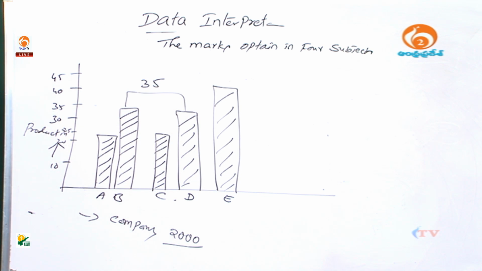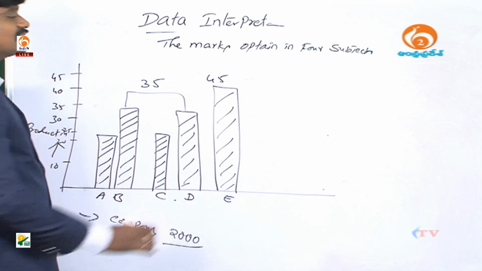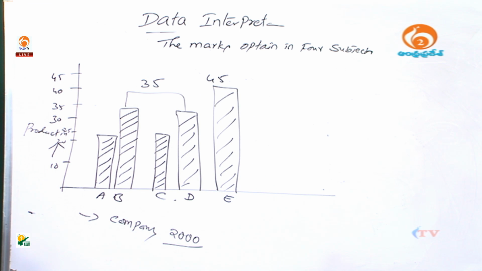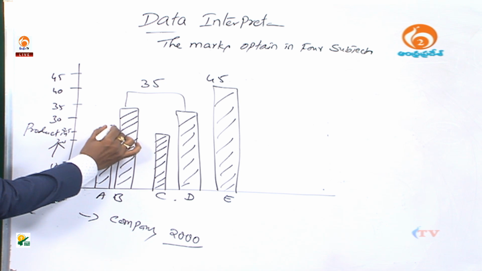Next, which company's production is higher compared with all the remaining companies? Company E's production is higher than all the companies, and that production value is 45. And next, which company's production is the least value in the given table? Company A's production is the least, approximately 25.